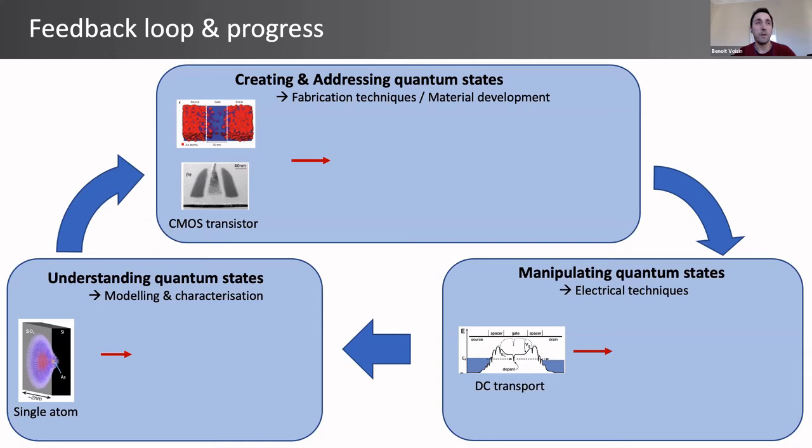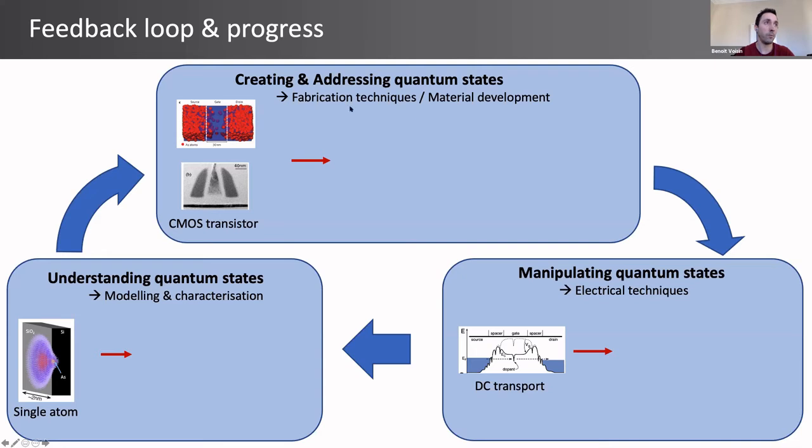Coming back to the feedback loop, what I've shown here is that we've completed the loop once. We started from nanoscale transistors coming from the CMOS industry, where we can address single dopants. The way to address single dopants was to perform DC transport between the source and the drain, and to control this transport using the gate electrode. We can understand this transport data by comparing it to a single atomistic simulation. Once we've done that, we can go through the loop again and again.